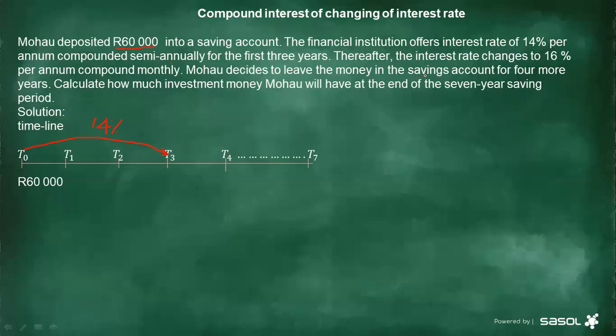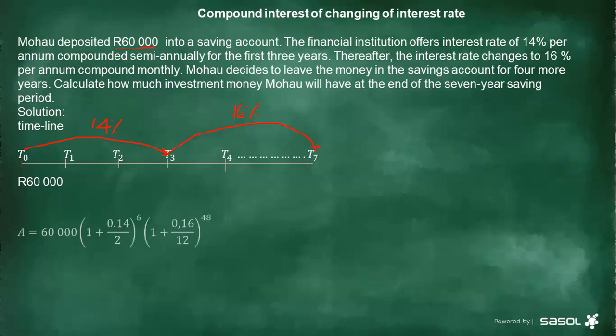Mohau decided to leave the money in the savings account for 4 more years. Meaning from here up to the last year, now the interest changes to 16%. So how do we tackle this question? How do we answer this question? Let's see. This is what you should now write.